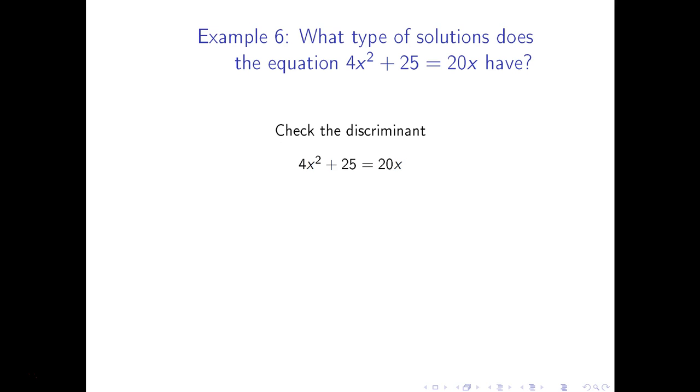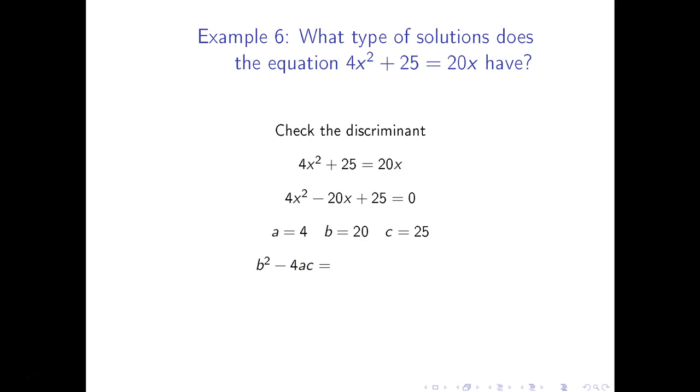I don't need to solve it, but to use the discriminant, since that still uses the b squared minus 4ac, what form do we have to have it in? Standard form. So let's get it in standard form. Now we can use a is 4, b is negative 20, and c is 25. So by putting it in standard form, I can now use the discriminant.